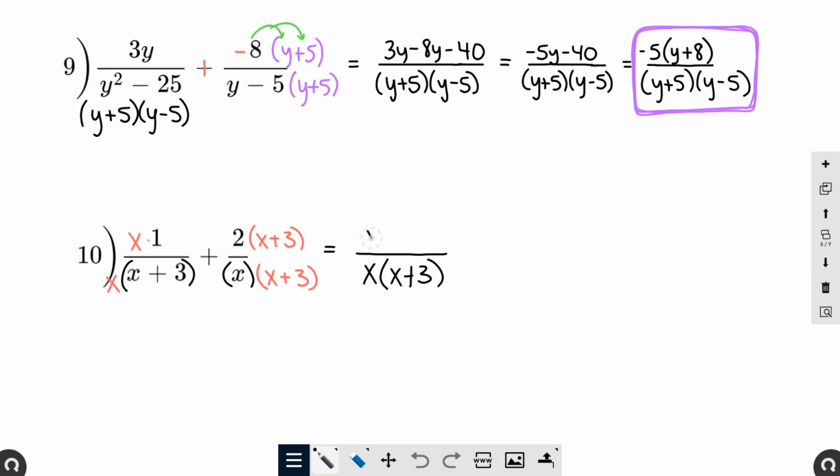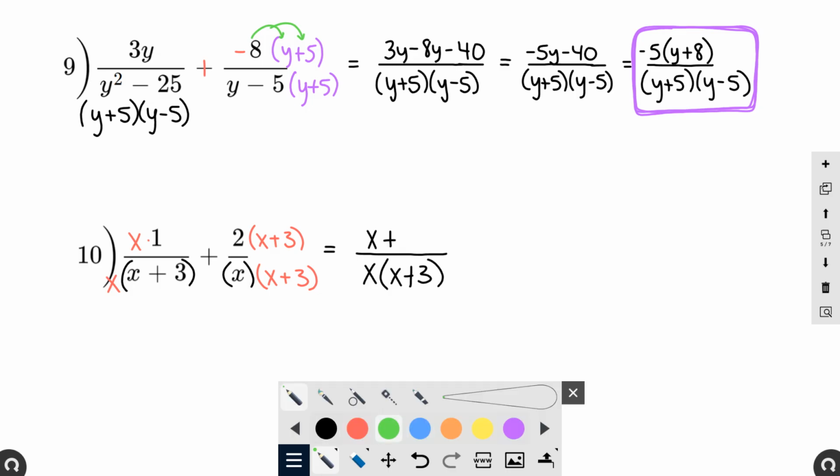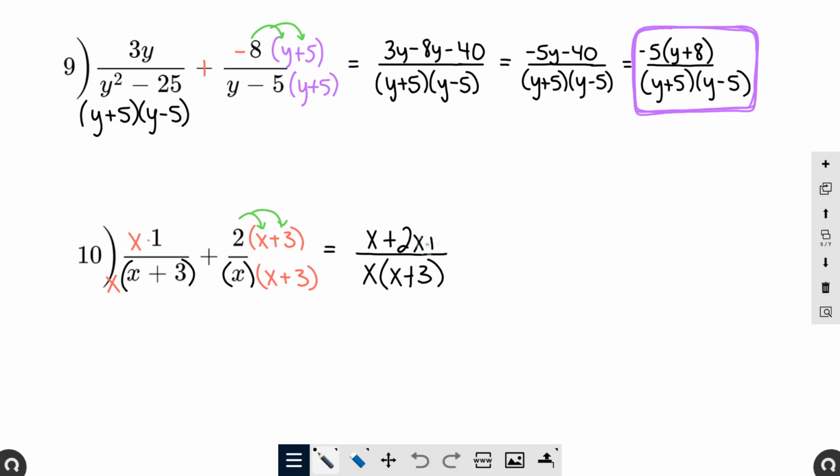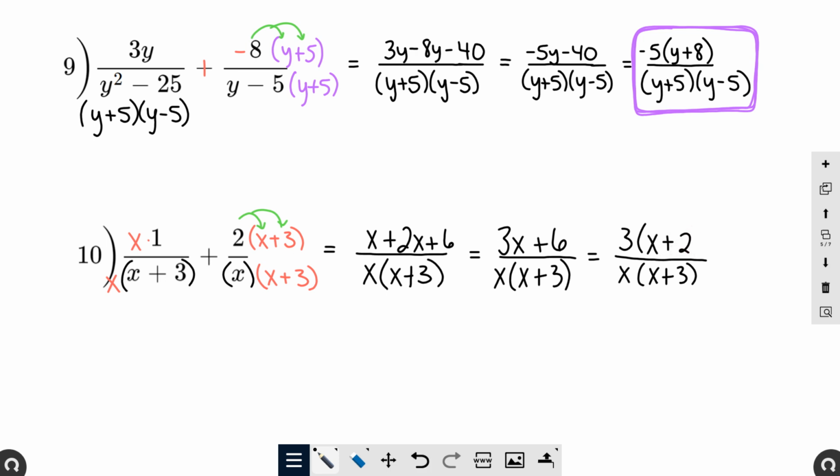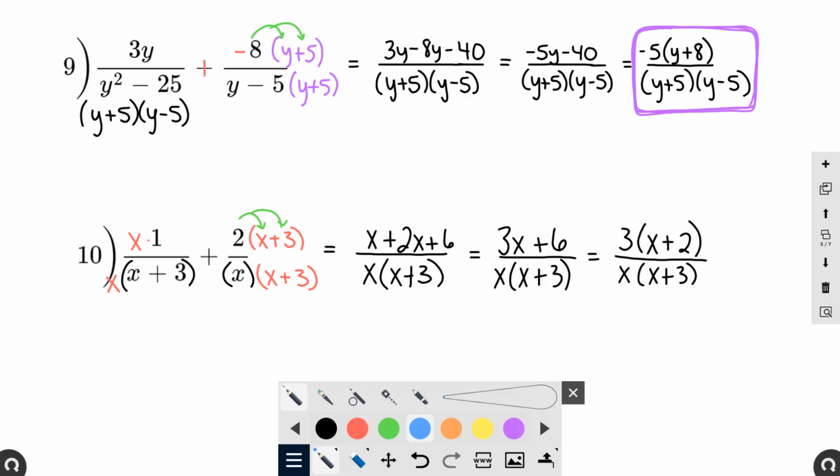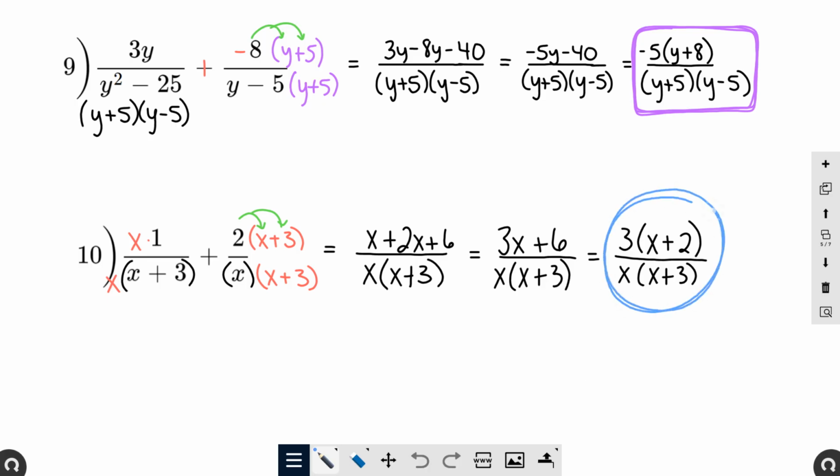And then we simplify those numerators. We get x plus, good, distribute, get your 2x plus 6, which becomes, it's got a GCF of 3. So x plus 2. Can any of that cancel out, though? No. So that would be the final.